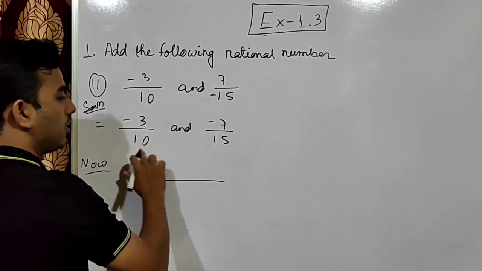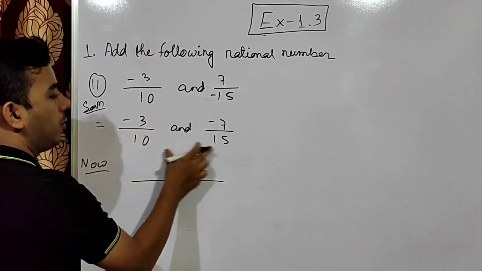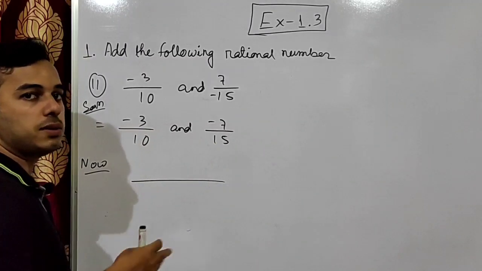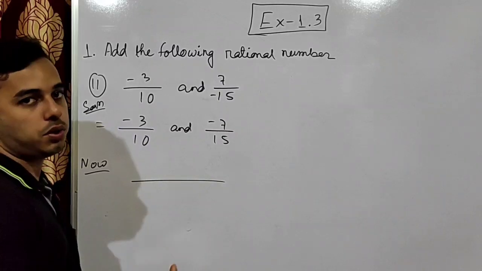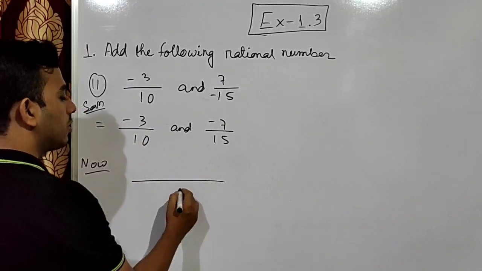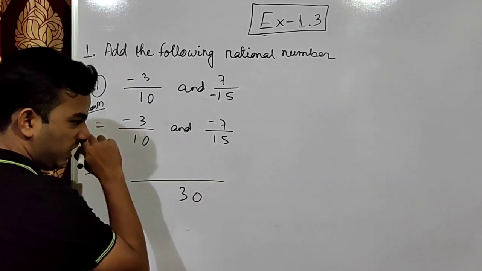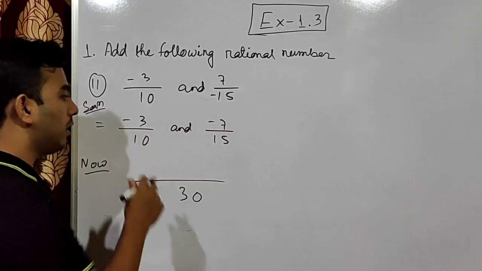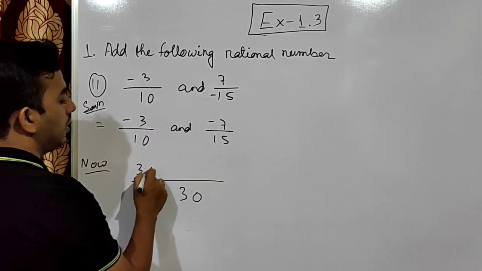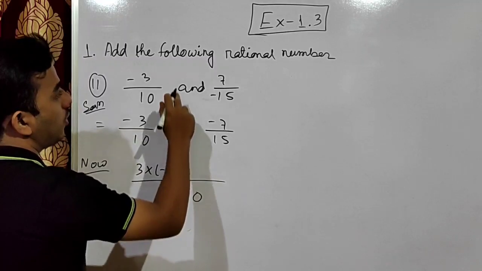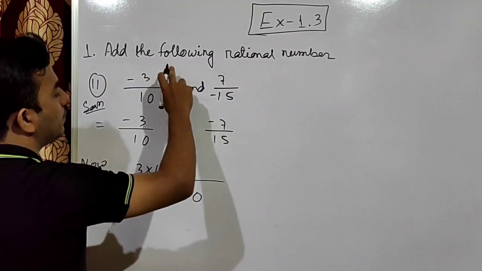Okay. So the LCM of both of them, the lowest common multiple, that is, the number with which both are divisible, is 30. 10 is also divisible, 15 is also divisible. So let's take 30. Now 30 divided by 10 is how much? 3. 3 into minus 3.